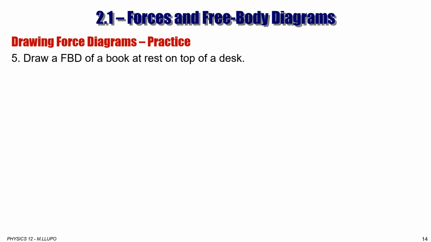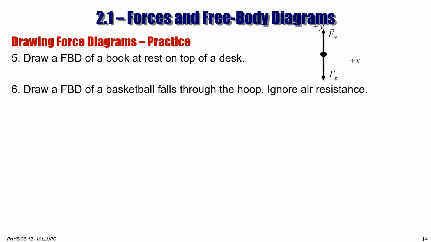Here are some more. Draw a free body diagram of a book at rest on top of a desk. So there is a force of gravity acting on it. And since the book is at rest on top of the desk, the desk is holding it, and a normal force is applied. So they cancel each other. They are the same length, same magnitude, opposite direction. Draw a free body diagram of a basketball falling through a hoop. Ignore air resistance. That means the only force acting on that basketball is the force of gravity.